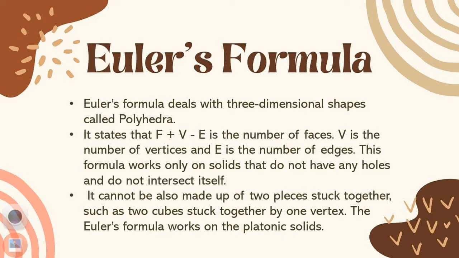Euler's formula deals with three-dimensional shapes called polyhedra. It states that F plus V minus E equals 2, where F is the number of faces, V is the number of vertices, and E is the number of edges. It can be called faces plus vertices minus edges is equal to 2. This formula works only on solids that do not have any holes and do not intersect themselves. It also cannot be made up of two pieces stuck together, such as two cubes stuck together by one vertex. Euler's formula works on the platonic solids.